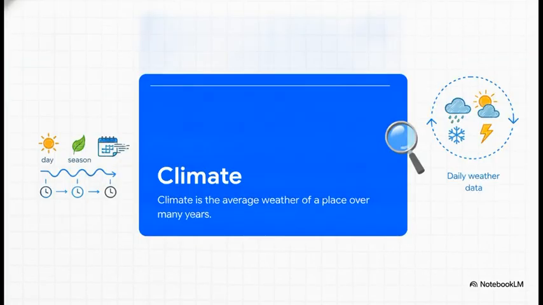Zooming out even further from the seasons brings us to the ultimate macro view, and that is climate. Now, climate isn't just a long time, it's a rigorous statistical average.